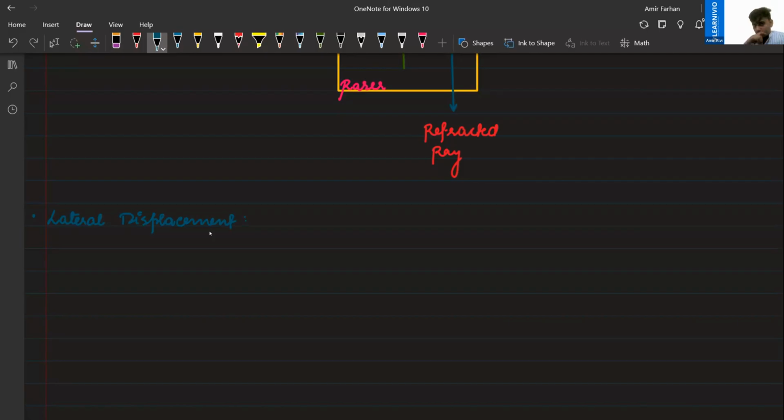Let me tell you what is lateral displacement. So let me write down the definition first. After that, I'll explain the term.